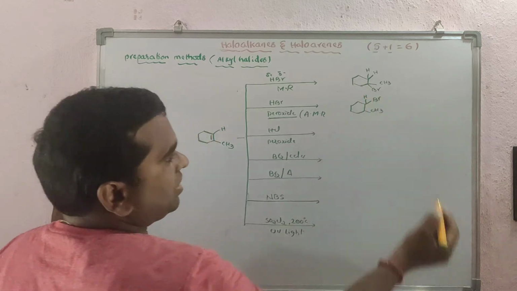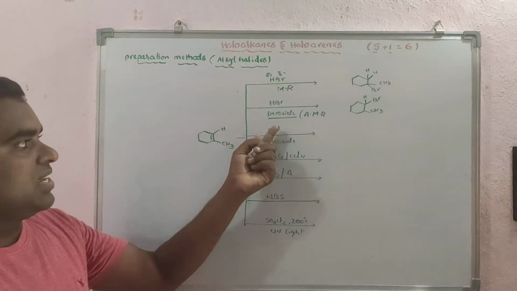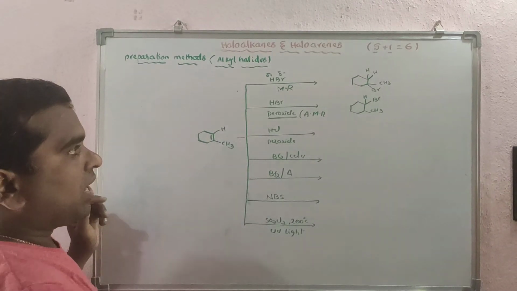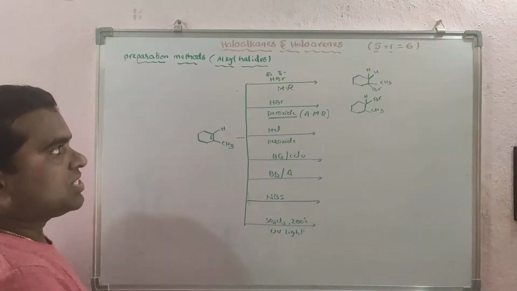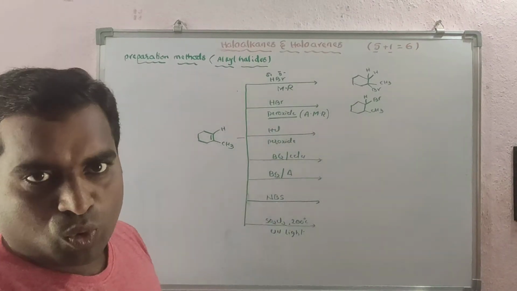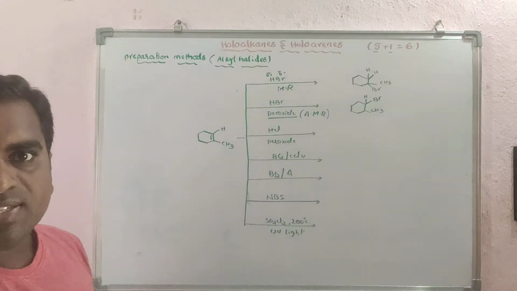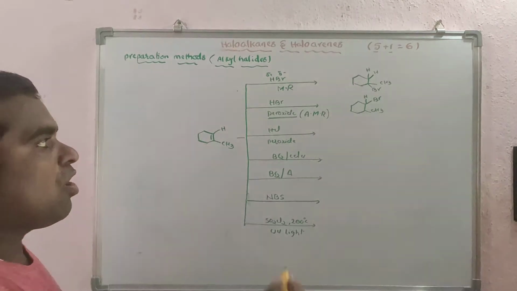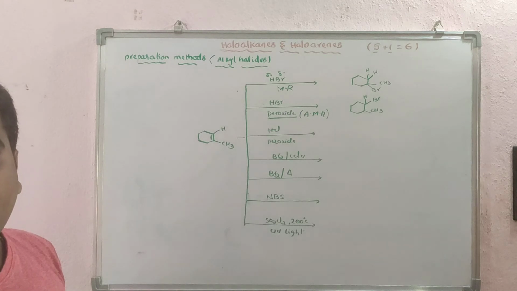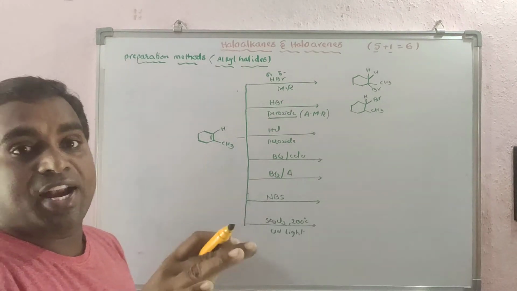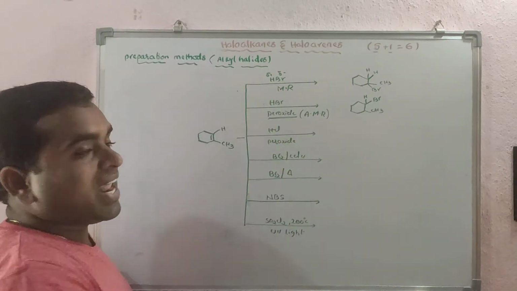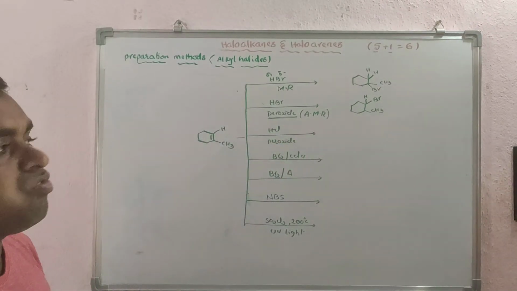H will be present here. And another one is HCl in the presence of peroxide. You know that in the first year we have already discussed the anti-Markovnikov rule. It applies only to the addition of HBr. HCl and HI cannot follow it. It is only applicable for HBr.